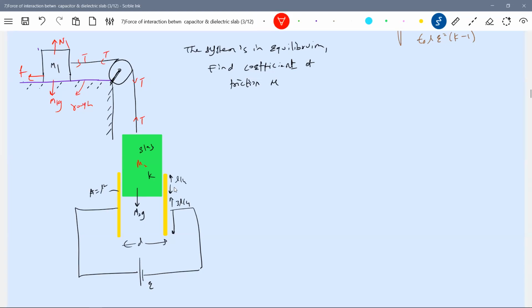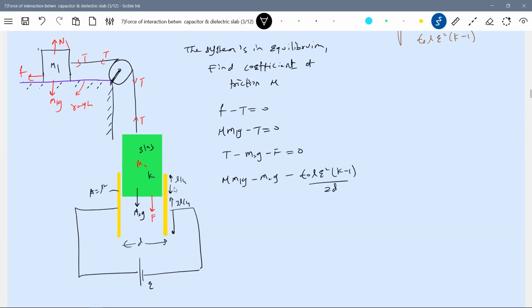Any electrostatic force will be exerted by the plates of the capacitor on the slab, that is F. Now it's in equilibrium, so for the block we write F minus T equal to 0, where F equals mu M1G, minus T equals 0. Then for the equilibrium of the slab, T minus M2G minus F equals 0. T is equal to mu M1G. This is M2G. What is F? Epsilon naught L E square (K minus 1) by 2D.